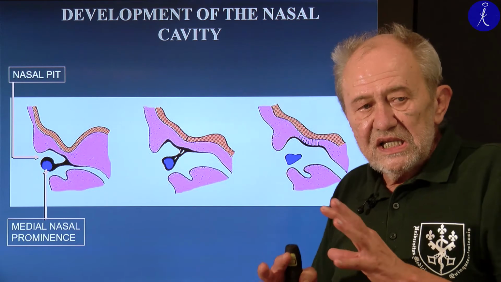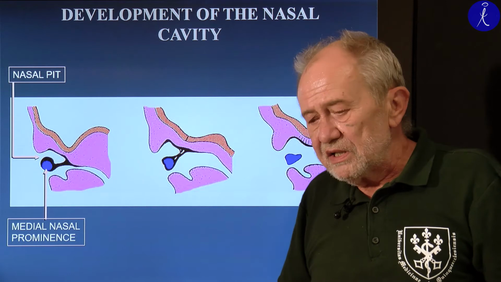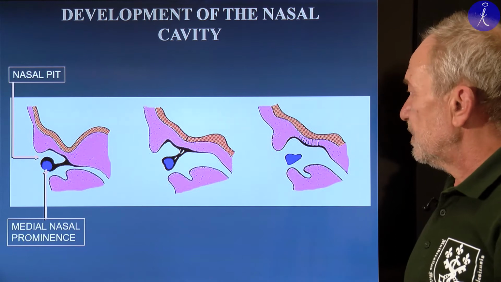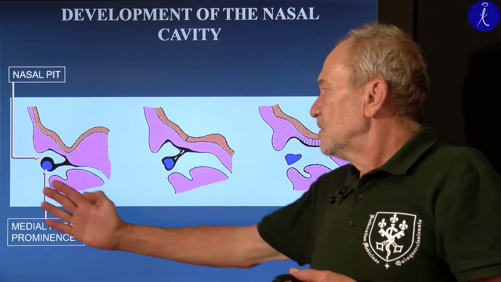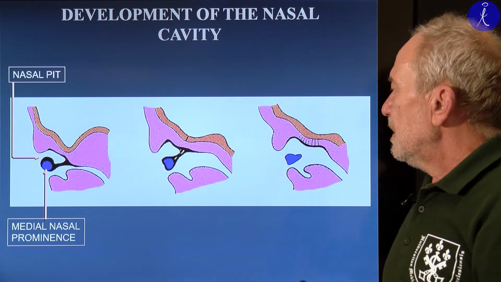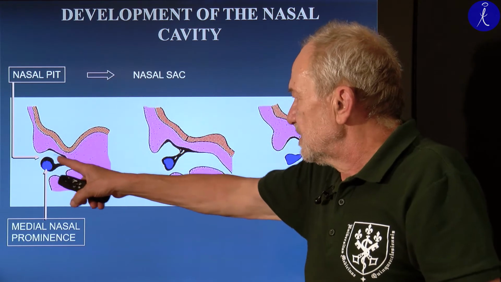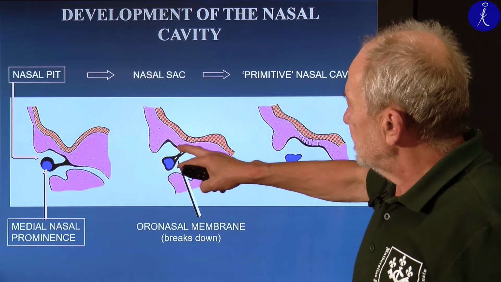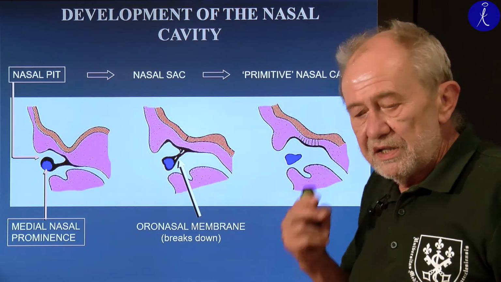Then the cavities. That's how the face is already formed, and now the cavities accommodated within the face are to be discussed. One of them is the nasal cavity. This drawing is a schematic illustration of a sagittal cut through one of the nostrils, doesn't matter left or right, with a nasal pit which deepens into the nasal sac. This is already the nasal sac, even more deep, and finally this primitive nasal cavity gets separated by a tiny membrane from the stomodeum itself.